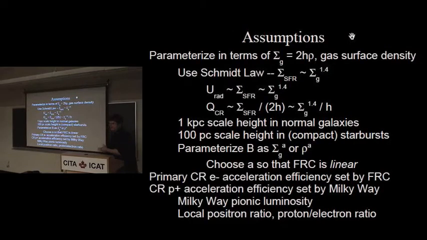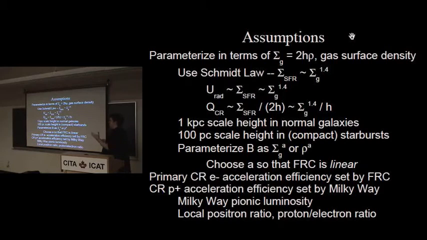And in our models, we need some sort of gas density. So we parameterize with the gas surface density. And then we use the Schmidt law to get the star formation rate from that gas surface density. The star formation rate in turn gives us the rate at which cosmic rays are being put into a galaxy, and also the amount of radiation that's being produced, which matters for inverse Compton losses.